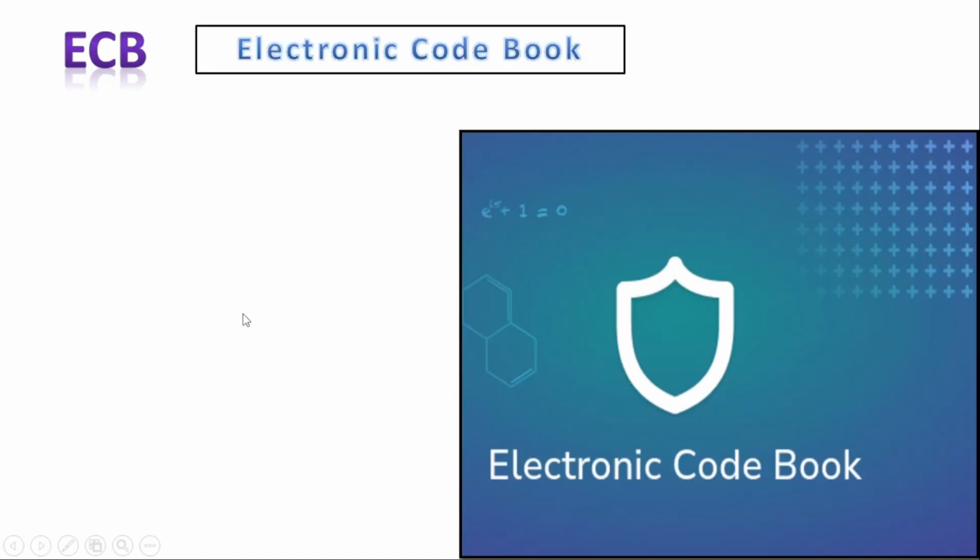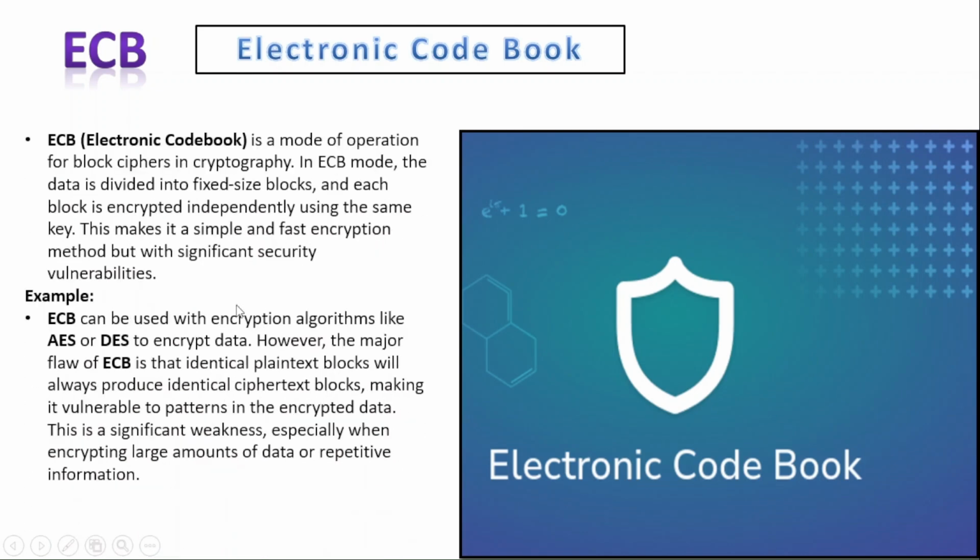ECB, that is electronic code book. So ECB, electronic code book, is a mode of operation for block ciphers in cryptography. In ECB mode, the data is divided into fixed sized blocks and each block is encrypted independently using the same key. This makes it a simple and fast encryption method but with significant security vulnerabilities.